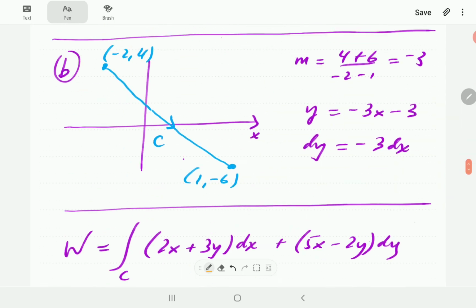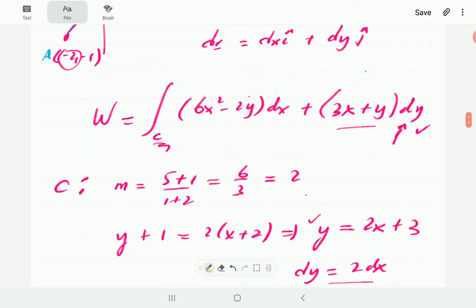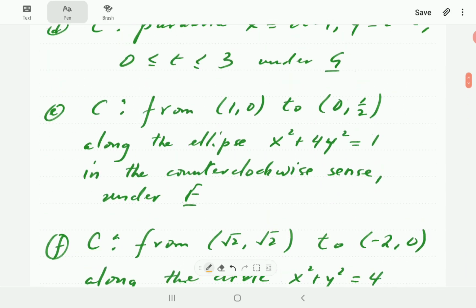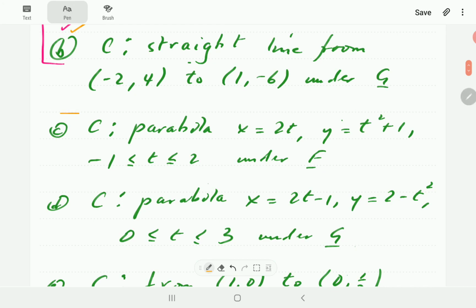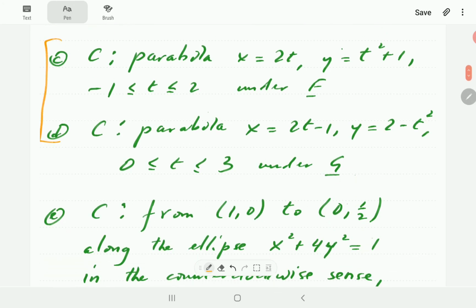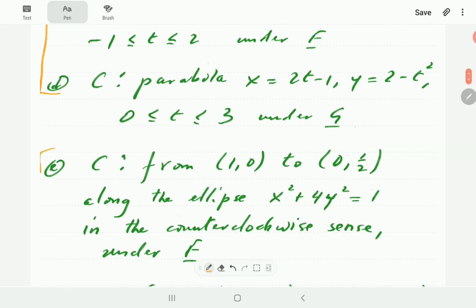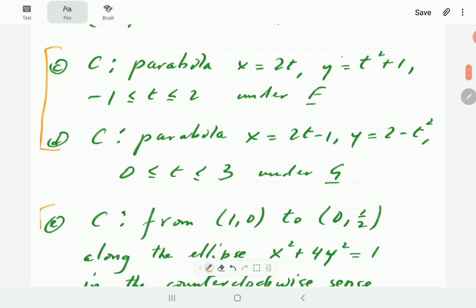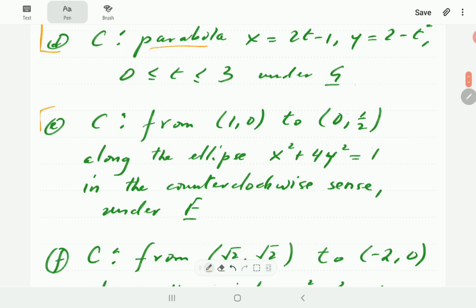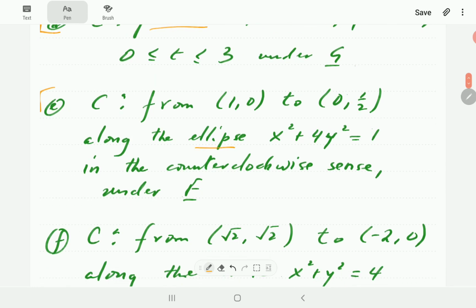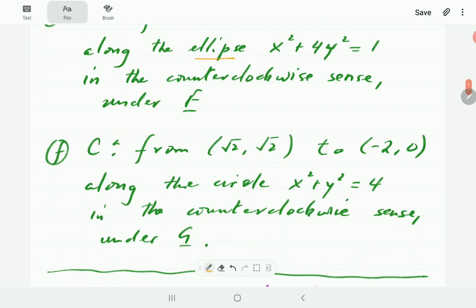All right, so thank you for watching. In part 2, we are going to go on with the next two examples, which is C and D. And then in part 3, we're going to do E and F. In C and D, we have got a parabola in both cases. And in E, we've got an ellipse. In F, we have got a circle.